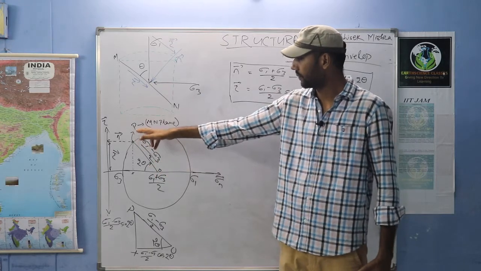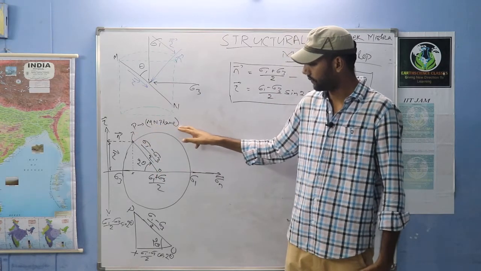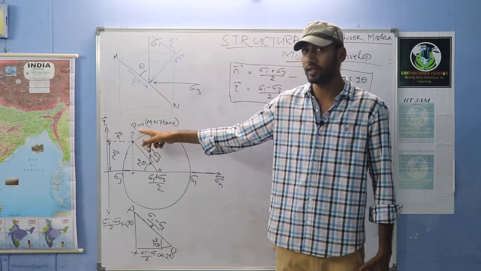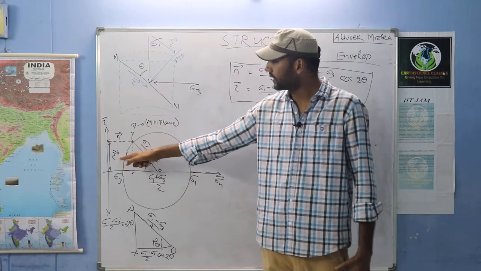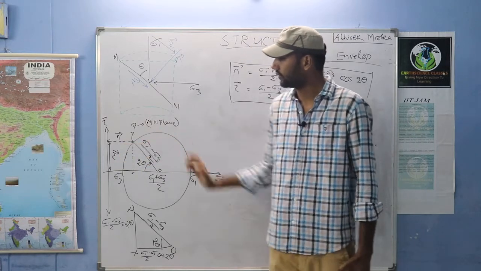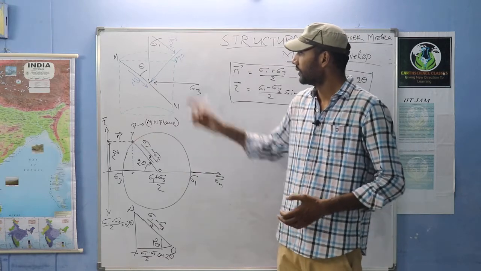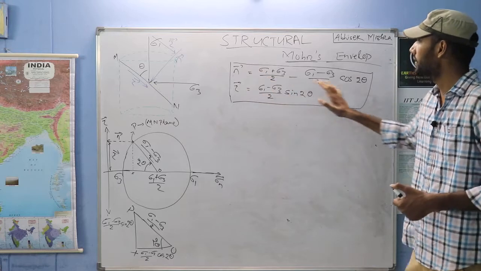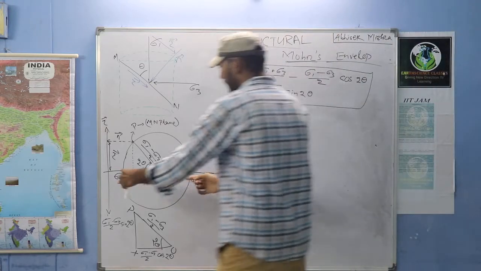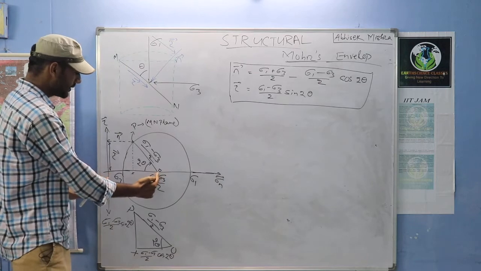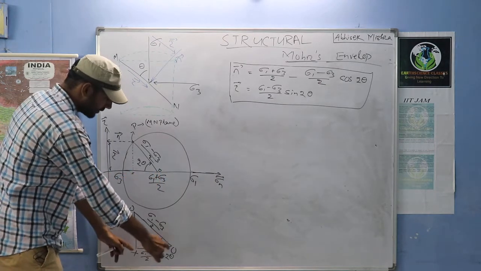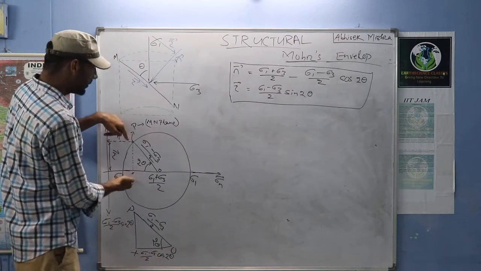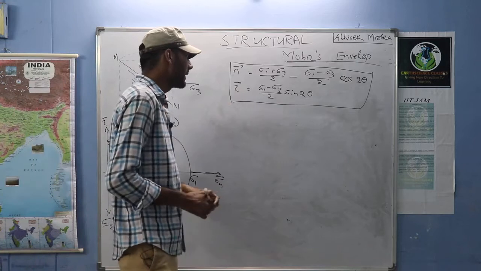We have found the point P, which is representing the plane Mn. Then the vertical coordinate of P will give you the shear stress acting on it, and the horizontal coordinate will give you the normal component, right? So these are the formulas. Normal stress on the plane will be this total length, (sigma 1 plus sigma 3)/2, minus this much, which is (sigma 1 minus sigma 3)/2 cos 2 theta, right? And the shear stress is this one, (sigma 1 minus sigma 3)/2 sin 2 theta.